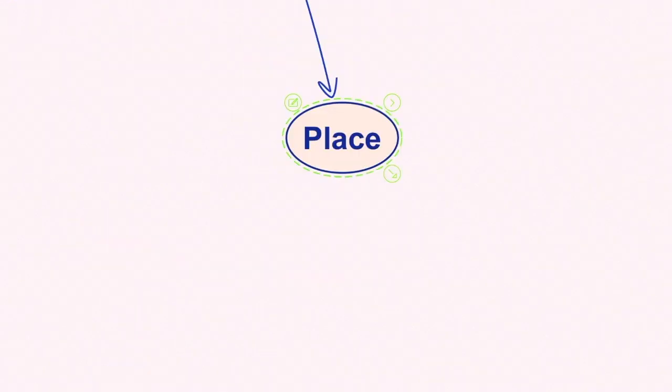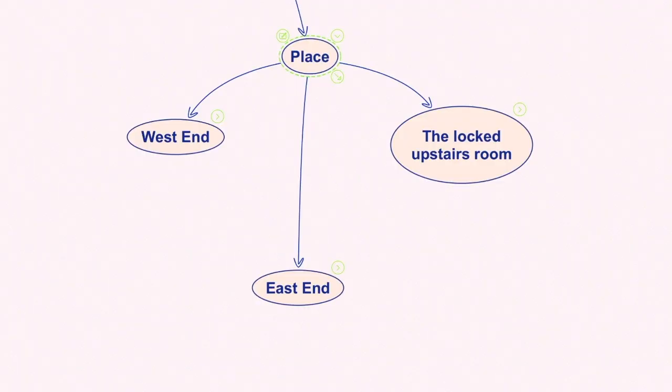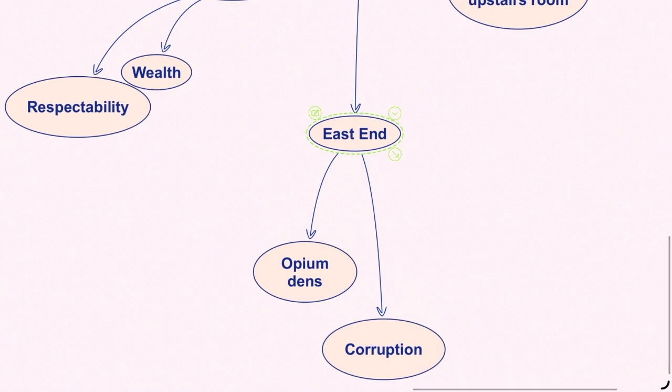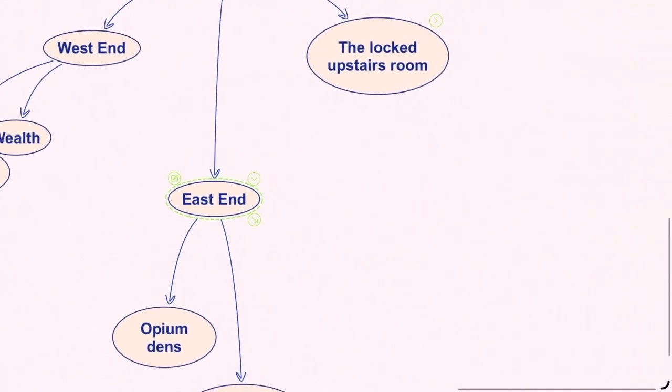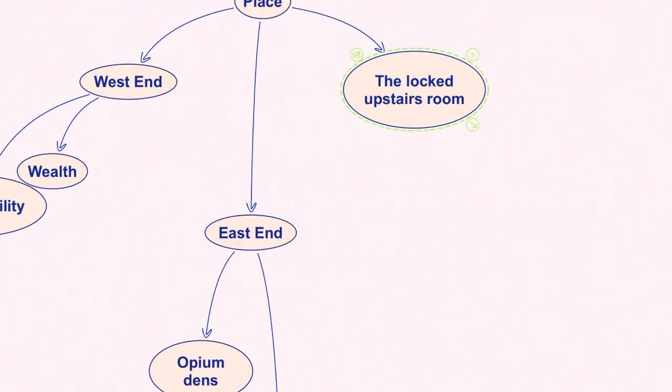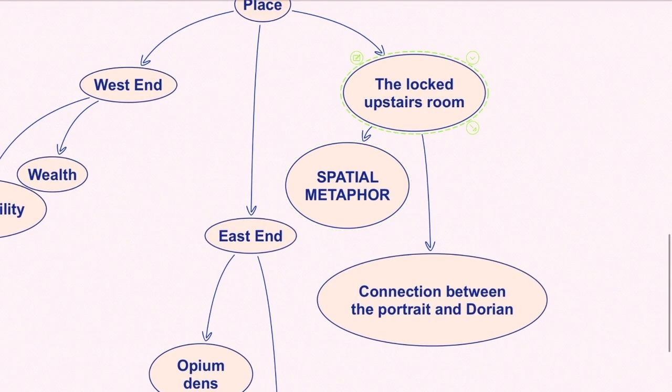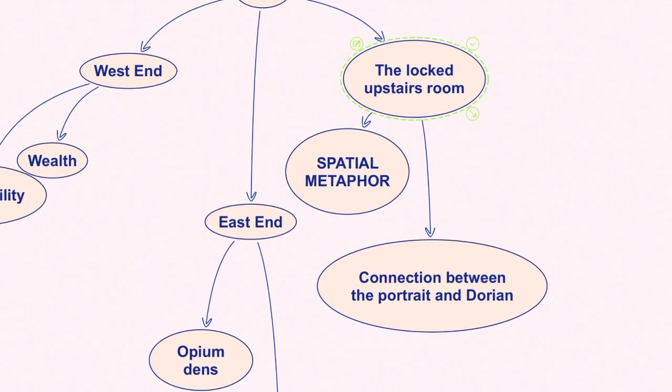For the setting in place, draw 3 other branches. Branch 1 contains West End with the keywords wealth and respectability. Branch 2 hints at East End and the keywords are opium dens and corruption. Branch 3 is for the locked upstairs room. Write in capital letters spatial metaphor. This connects the portrait in the room upstairs to Dorian.